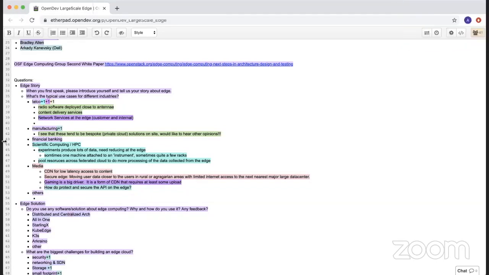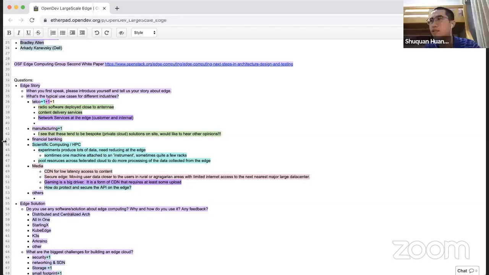Okay. Because I could also see it being useful for IoT devices as well. Okay. Any more questions?